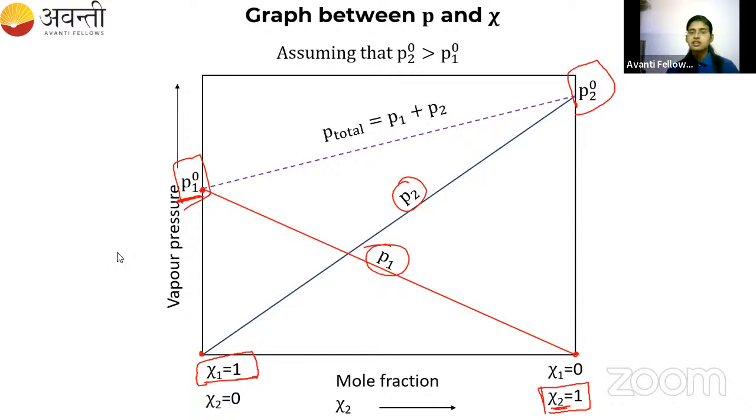Clear? If you look into this graph again and again, you will understand. In the y-axis, I have taken vapor pressure, and in the x-axis, I have taken mole fraction. At the first point, I have only the mole fraction of 1, meaning only the pure component 1, so it is P1 naught. At this point, I have only the second component, pure component 2, so it is P2 naught. If I connect those two, I will get the total pressure, and each line corresponds to P1 and P2.